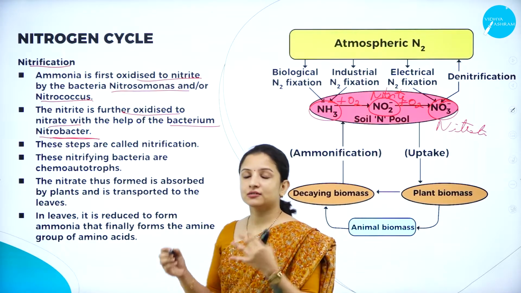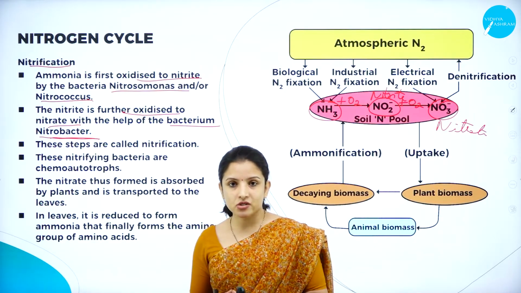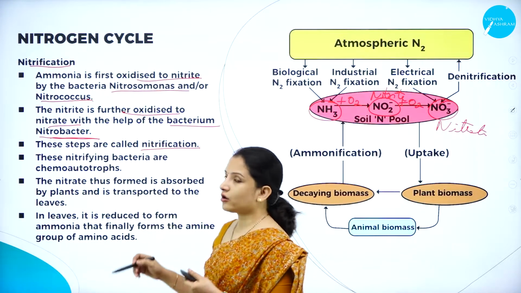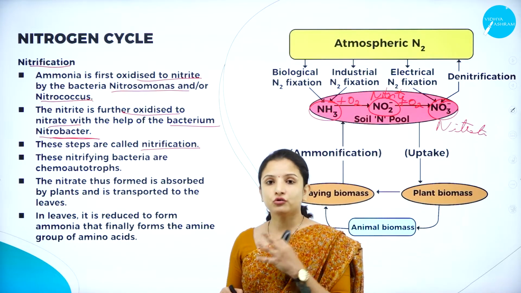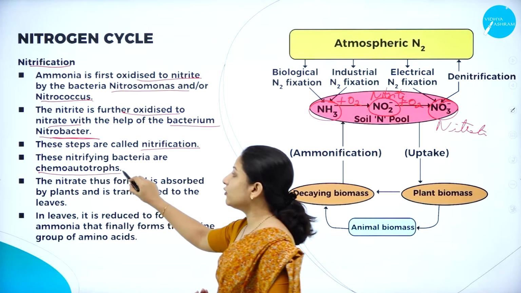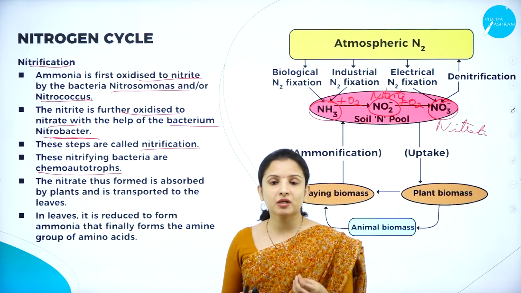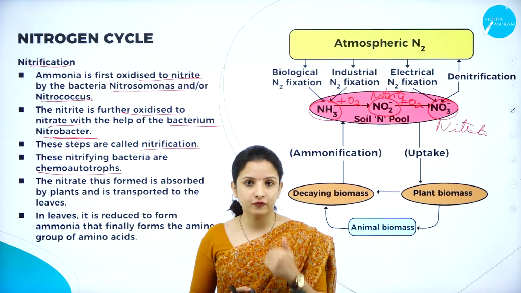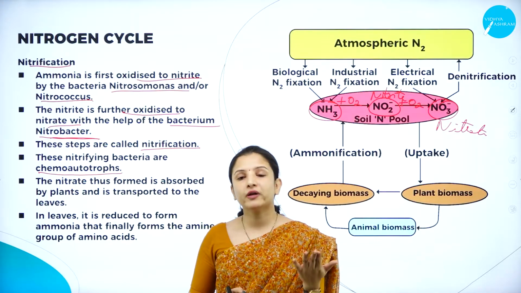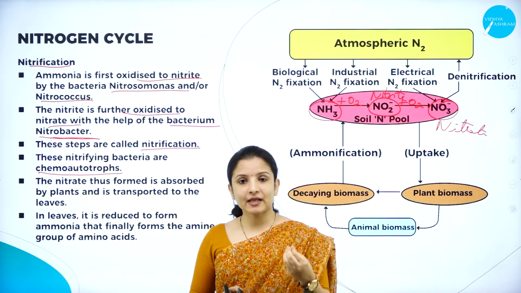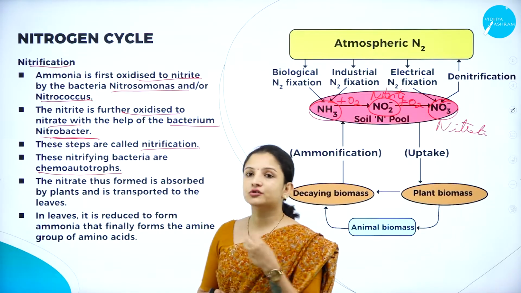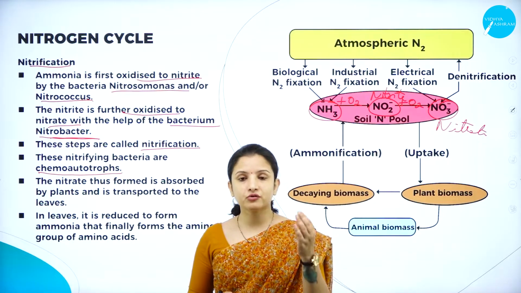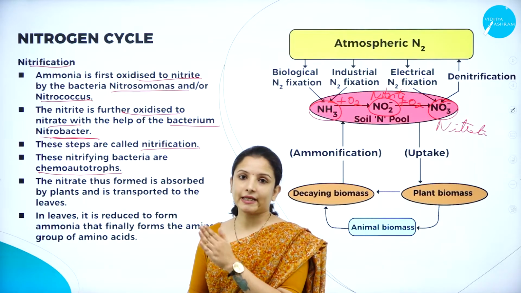So all these steps, that is the conversion of ammonia to nitrite and that nitrite to nitrate, is called nitrification, and these nitrification bacteria are called chemoautotrophs. Here chemo means chemical. They are making use of chemicals as their food. Autotrophs are capable of making their own food. Like photoautotrophs use sunlight to convert it into food energy, here they're using chemicals to make food energy. So chemoautotrophs make use of ammonia to convert it into nitrite and then that nitrite to nitrate. So that is how it is done.